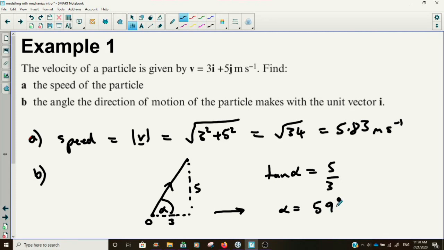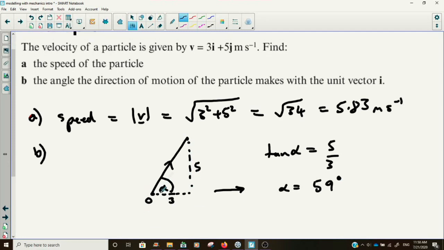Okay. So just make sure you get the numbers in the right place, the scalar multiples on the right sides of your triangle. Do sketch your vectors so you can see exactly what's happening. And there we go. That's how you work out the speed and the angle of the vector. Let's try another one.